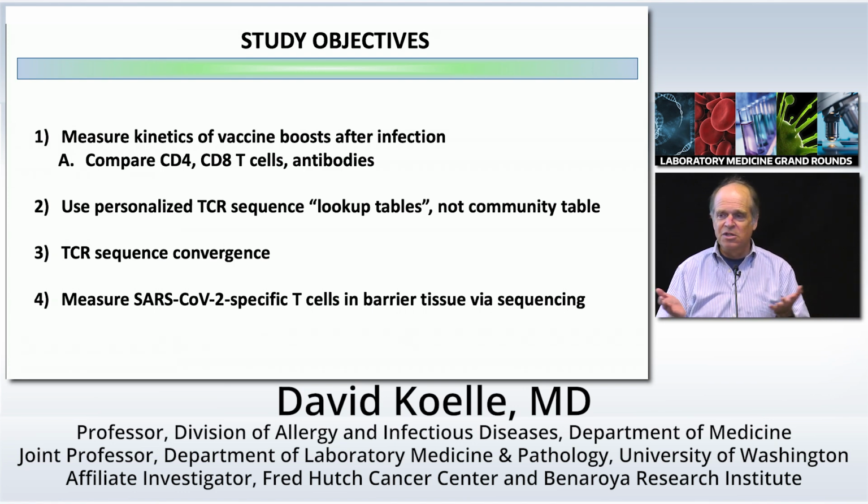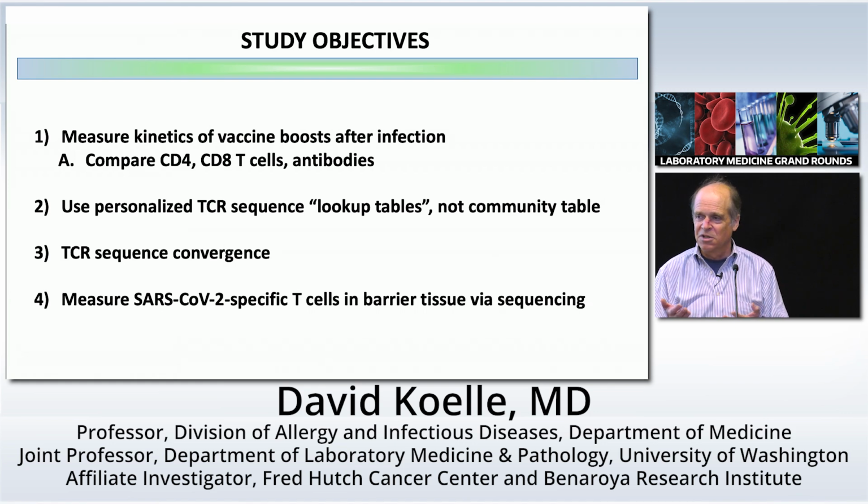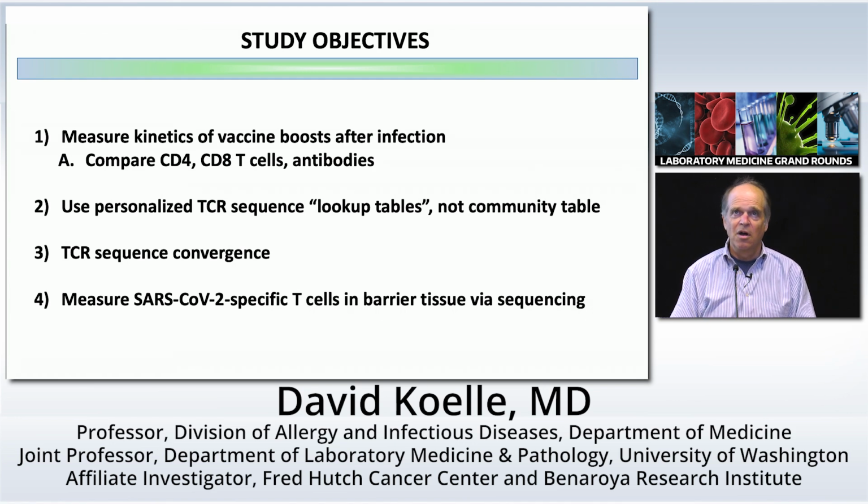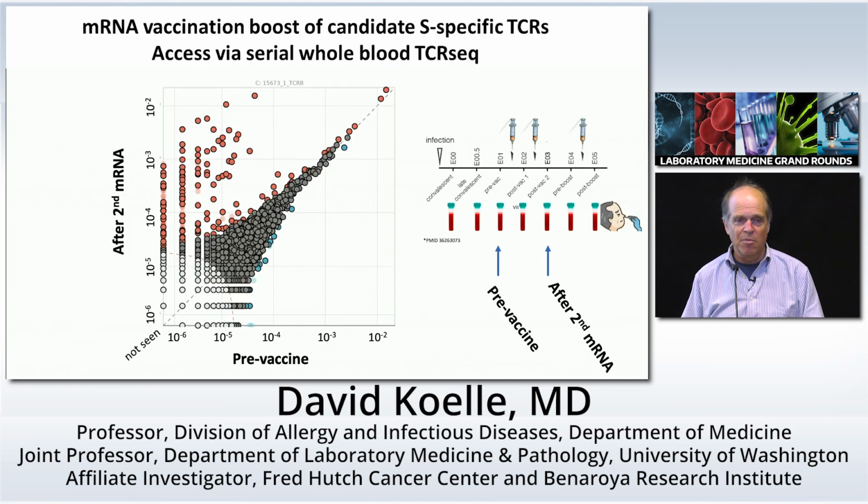And also to see whether these TCR sequences clustered with each other, because they're complex, but they're not infinitely complex. Can we start to see some structure, community structure, when we look between people? And then finally, to look in these nasal samples and see if there were tissues there, samples there.